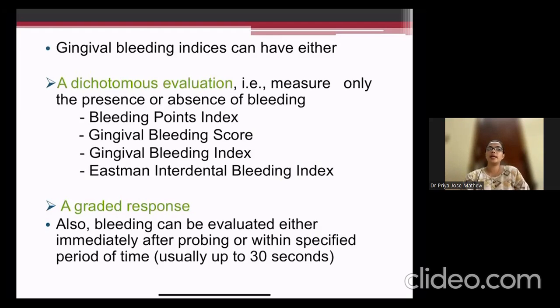Which are those types of indices? It is the bleeding points index, the gingival bleeding score, the gingival bleeding index, and the Eastman interdental bleeding index. Graded response means there is something like a scoring. For this, the bleeding can be evaluated either immediately after probing or within a specified period of time, like waiting for 30 seconds and then doing the evaluation, by which we can grade the bleeding status in that quadrant or at that site.